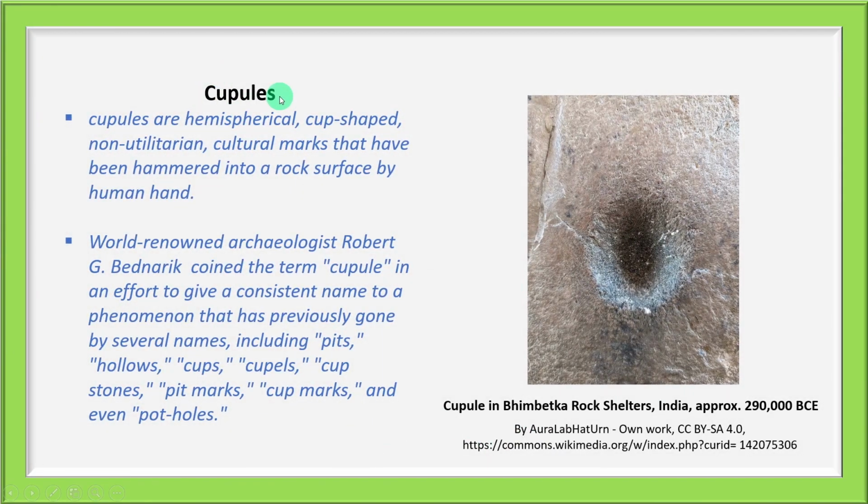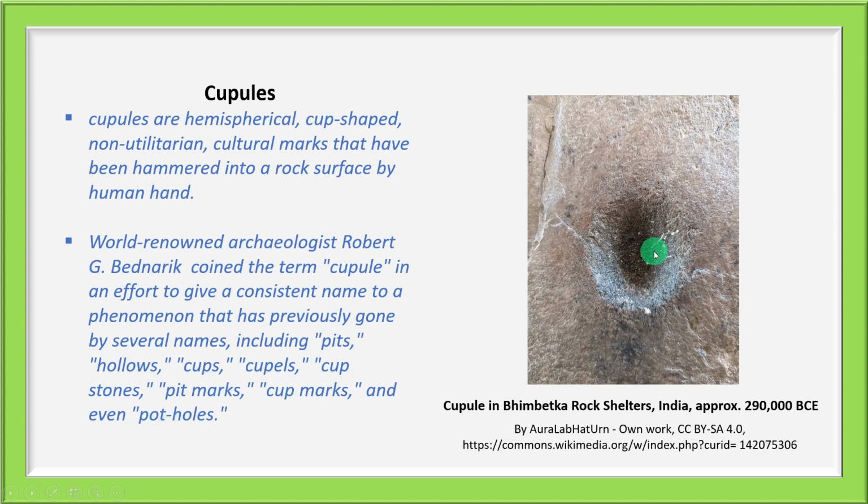Then cupules. It's also a form of petroglyph. Cupules are the hemispherical cup marks that are pecked directly on the rock surface using a hammer. World-renowned archaeologist Robert G. Bednarik coined the term cupule in an effort to give us a consistent name to the phenomena that has previously gone by several names, including pits, hollows, cups, cupules, cupstones, pit marks, cup marks, and even potholes.